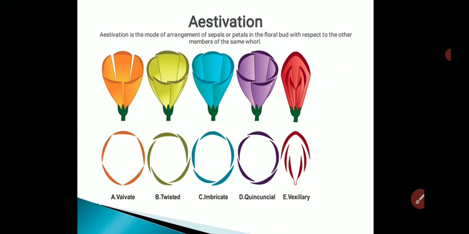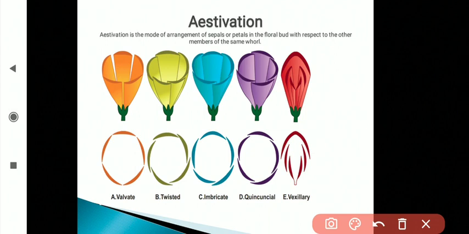Second type of aestivation is twisted aestivation. Here there is overlapping in a regular pattern, with one margin of each sepal overlapping and the other being overlapped. Look at the diagrammatic representation. Here this is one sepal. It shows one margin inside and one margin outside. In this condition, every sepal at one end overlaps another, and at the other end it is overlapped by another. This condition is called twisted aestivation.